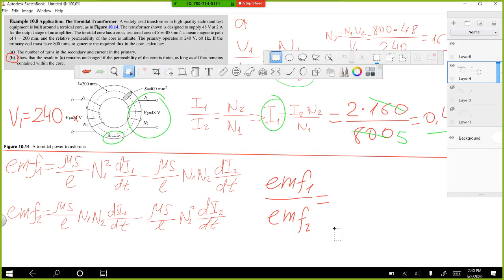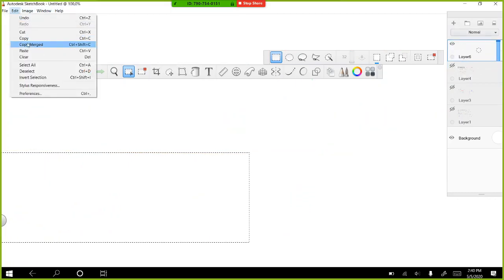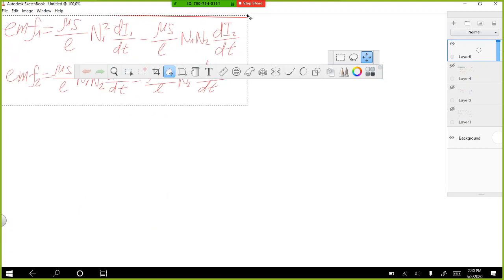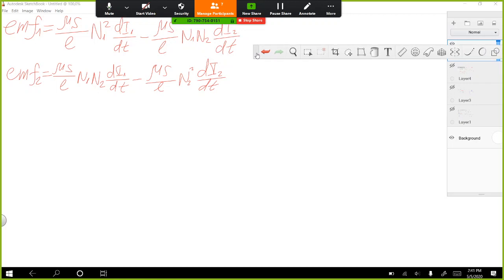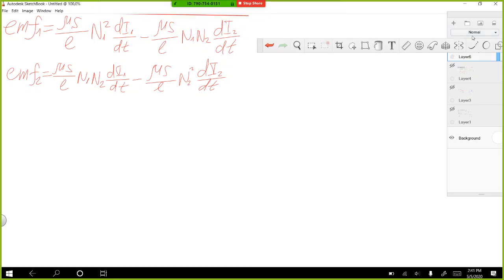Okay, so copy and paste it here. So let's take the ratio between electromotive force 1 and 2. If we take the ratio, electromotive force 1 over electromotive force 2, what do we have?